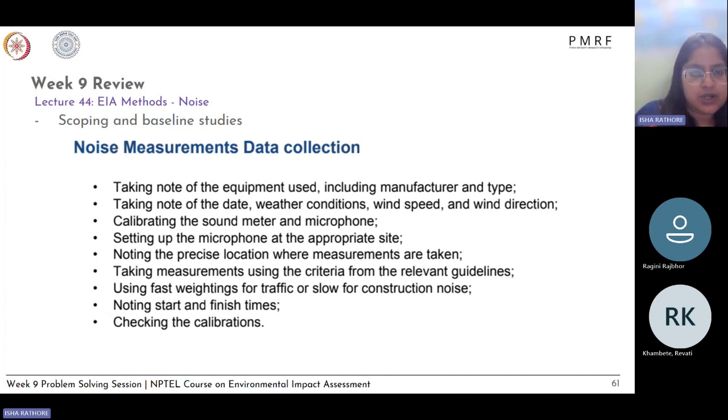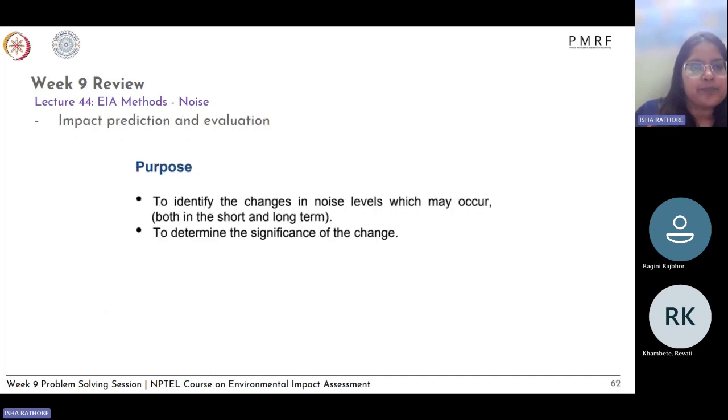So that's how you do data collection for noise measurements. The important thing is to know which equipment you are using, how that equipment records data, what assumptions and what kind of environment conditions are being considered on the site when this data is being collected. So these are the main things, and calibration of the equipment again, to see whether it's giving the relevant or correct results or not.